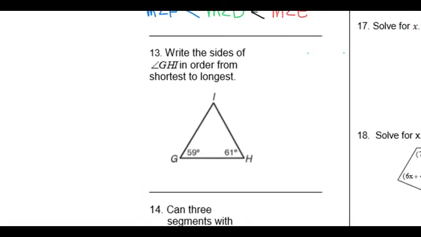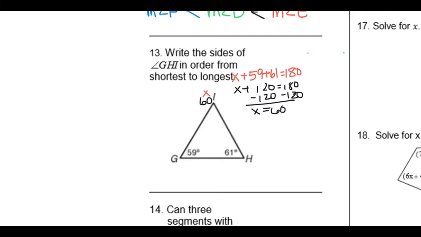On number 13, they're asking us to write the sides of the triangle GIH in order from shortest to longest. So we are going to start with finding out the measure that's missing. X is I. X plus 59 plus 61 equals 180. Okay, so X plus 120 equals 180. Subtract 120. X equals 60.